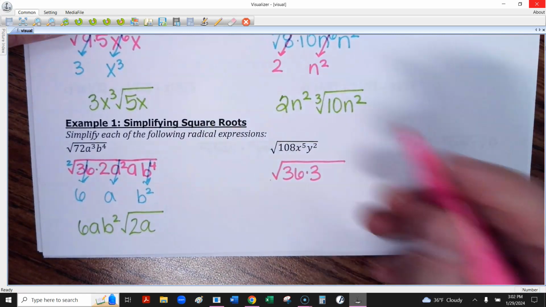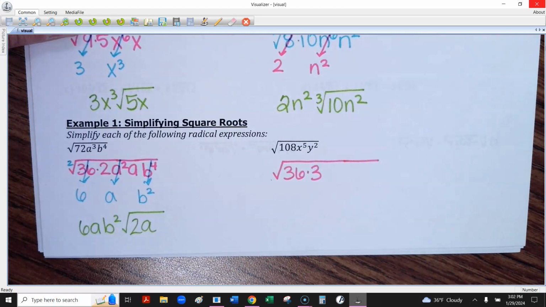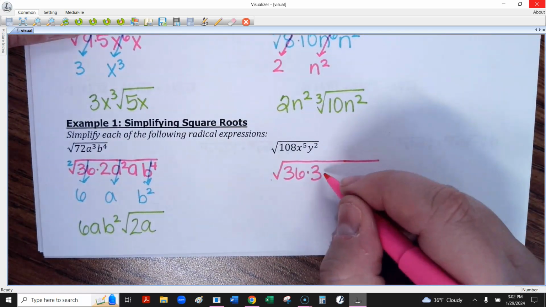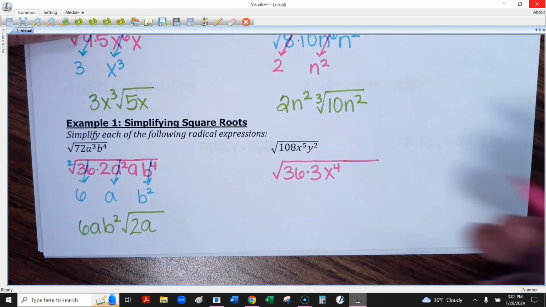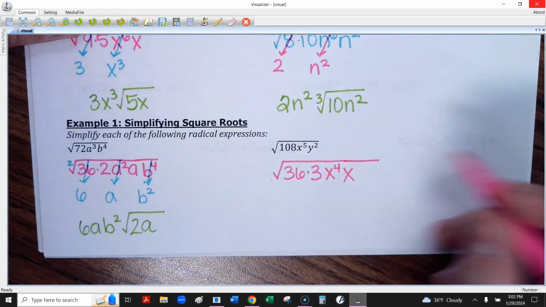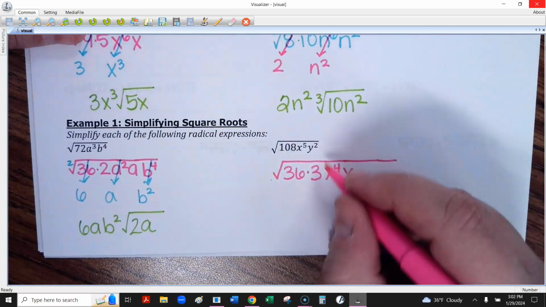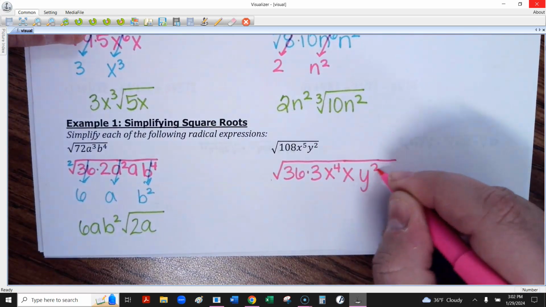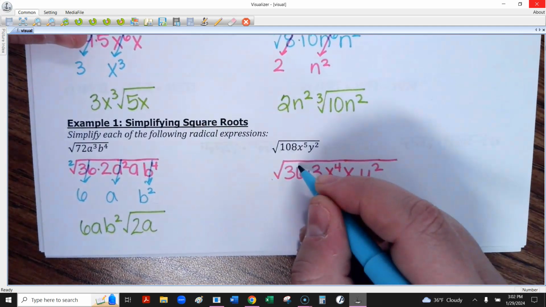Okay, now x to the 5th is not a perfect square in variable land because the exponent is not divisible by 2. So up to 5, the biggest number that 2 would go into would be 4. So I'm going to break that x to the 5th into two pieces, x to the 4th times x to the 1st. The y squared, let's just leave that alone because that's already a perfect square, because that exponent is divisible by 2, which is the index of the root.